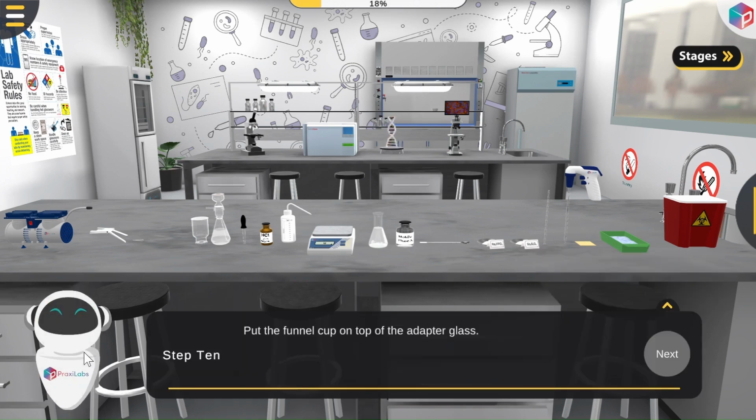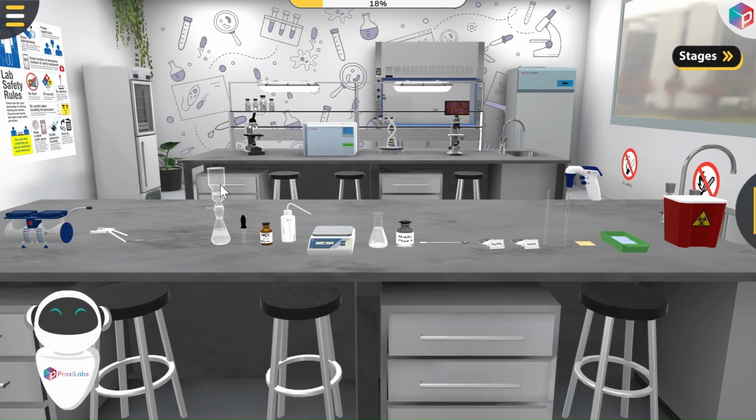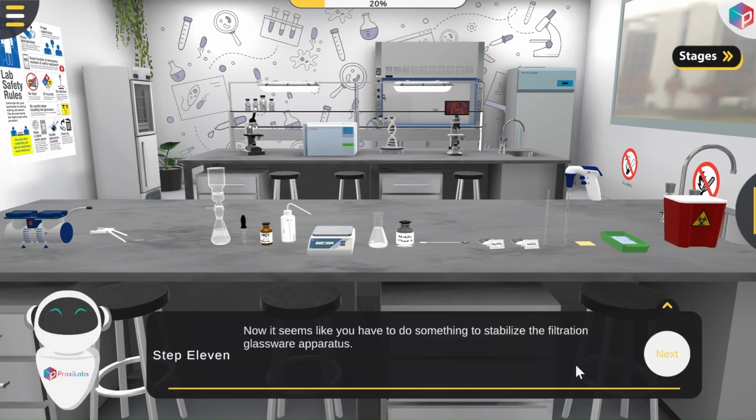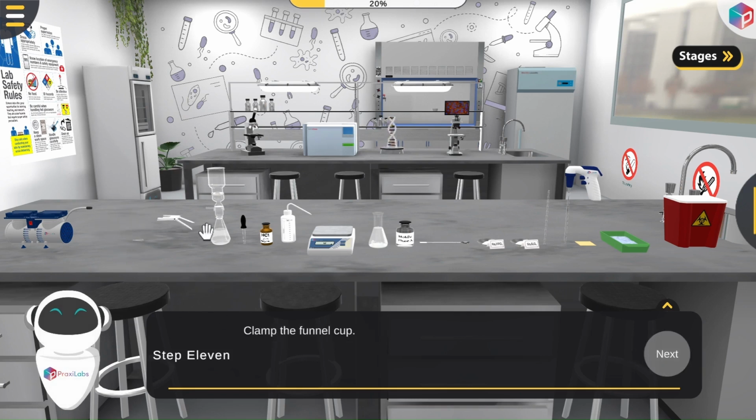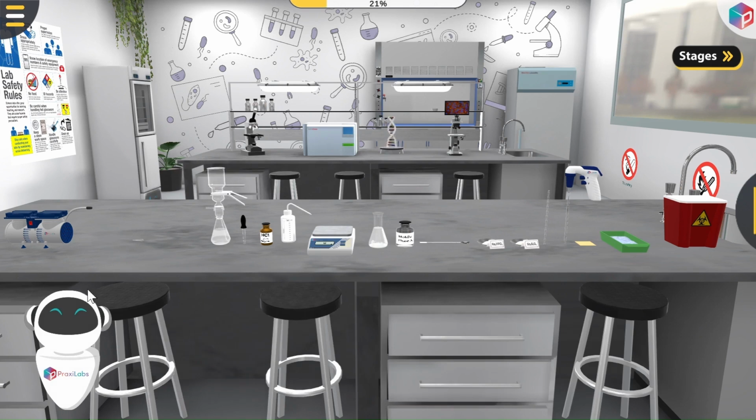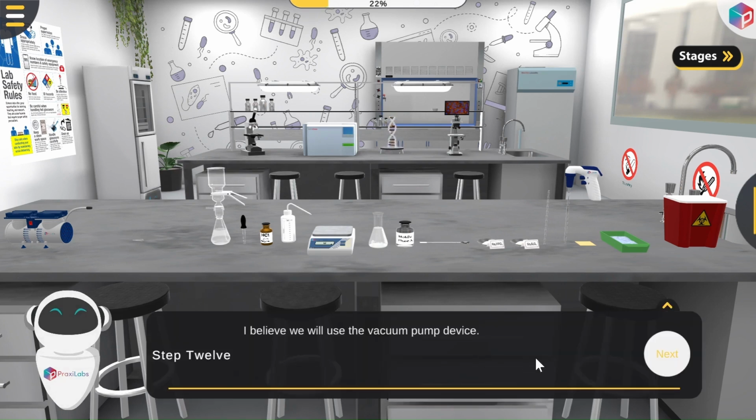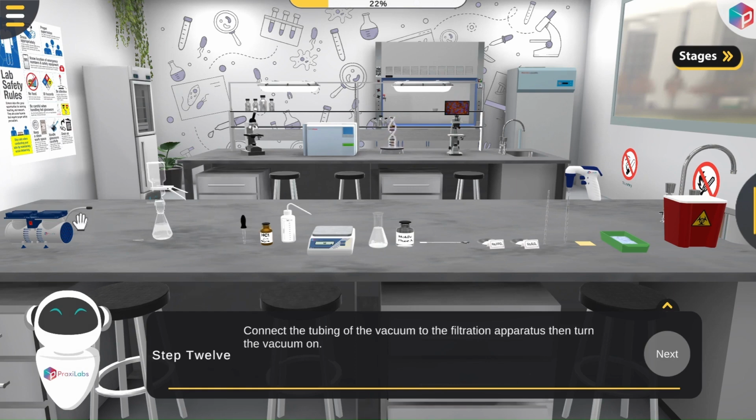Step 10. Place the funnel cup on top of the adapter glass. Step 11. Clamp the funnel cup in place. Step 12. Connect the vacuum tubing to the filtration apparatus and turn on the vacuum.